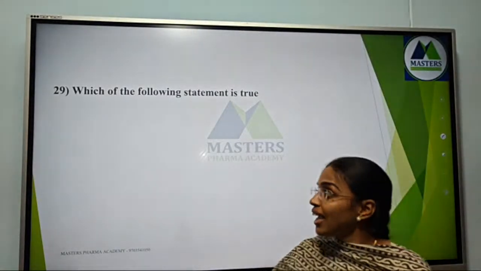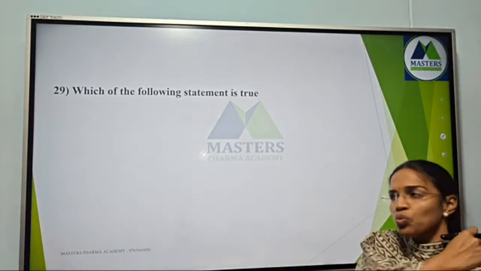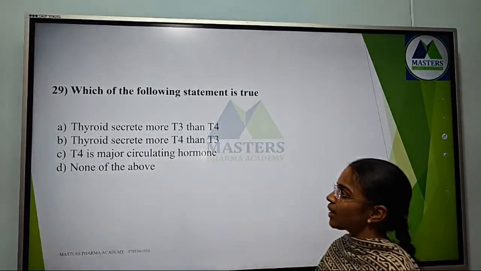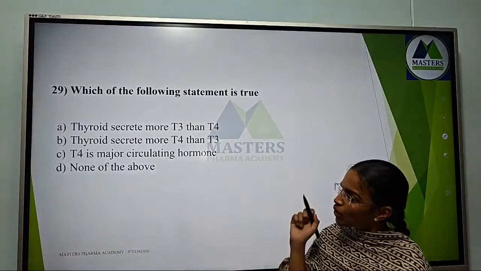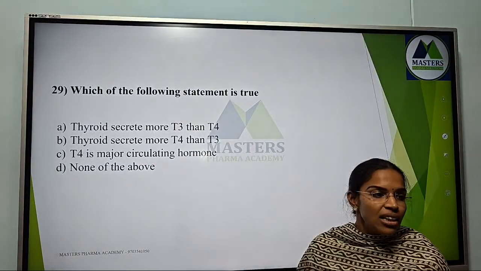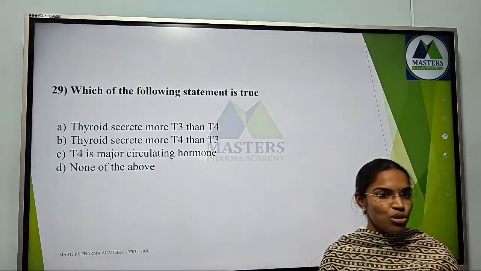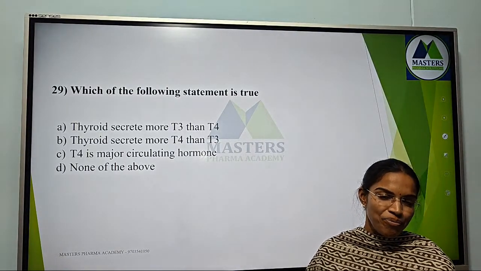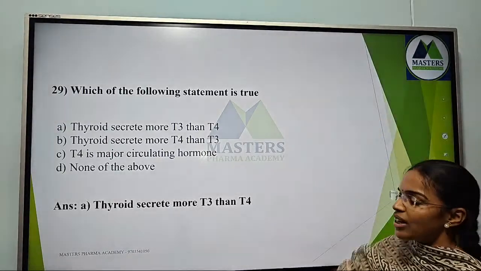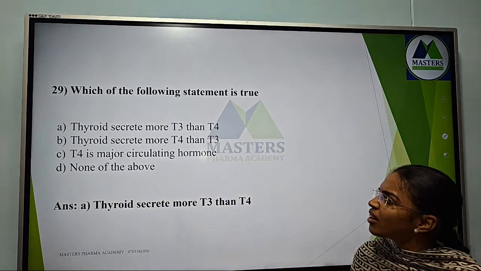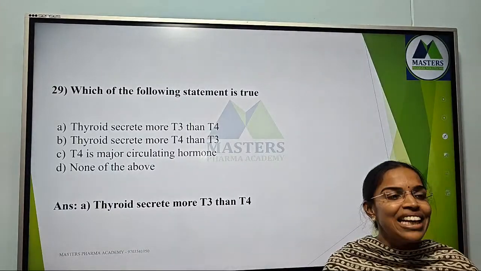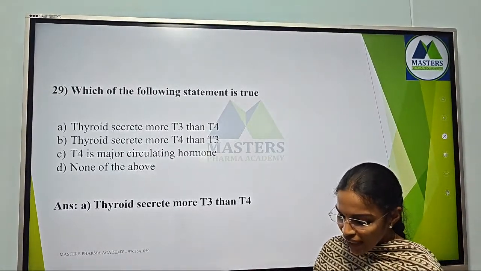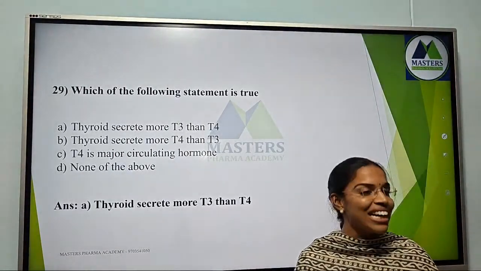Question number 29. Which of the following statements is true? We'll see what the statements are first. The statements are: thyroid secretes more T3 than T4; thyroid secretes more T4 than T3; T4 is a major circulating hormone; and none of the above. What's the right answer? The right answer is thyroid secretes more T4 than T3. Sorry, it was a misprint.